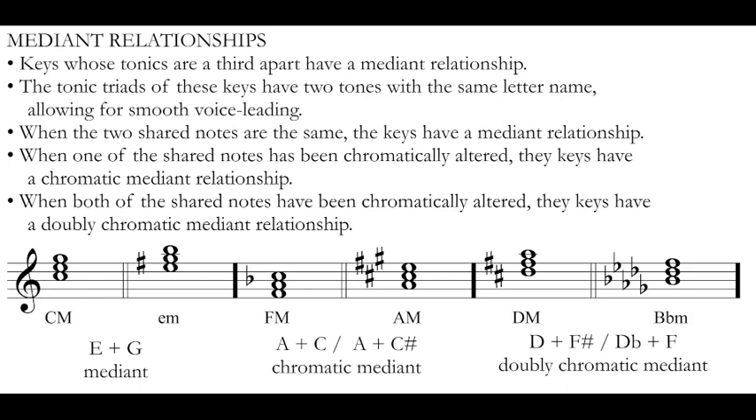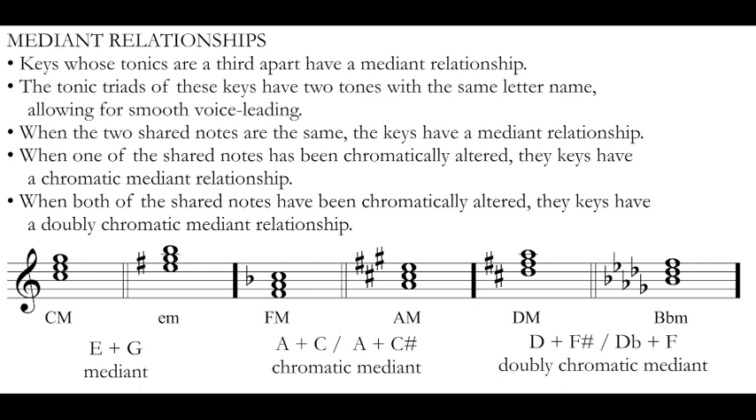Chromatic mediant relationships occur a lot in romantic music. They allow for a striking contrast between keys that tend to be foreign related keys. They're not closely related keys. They're keys that don't have a lot of notes in common. But because the tonic triads have some notes that are very similar, the voice leading can be smooth, and so it allows for a nice connection between keys while still having a surprise of adding a bunch of accidentals to your key signature.